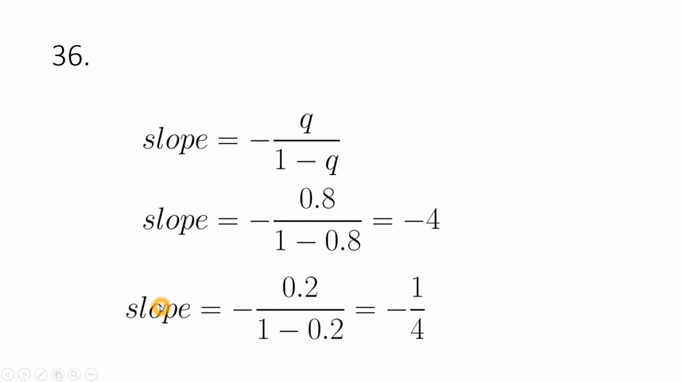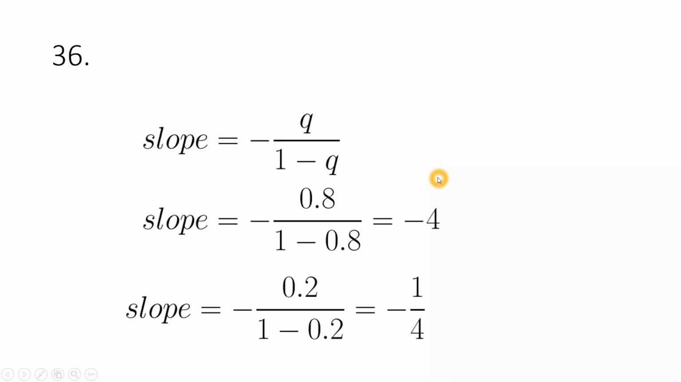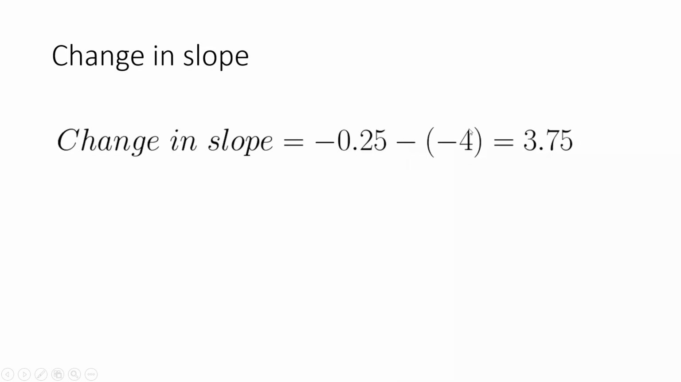Again they have given the 80 mole percent vapor, so it will be 20 mole percent liquid. So new slope will be minus 0.2 upon 1 minus 0.2, that is minus 1 by 4. They are asking what is the change in slope. Change in slope is the final minus initial, right? It is minus 0.25 minus minus 4, it will be 3.75. This is the final answer.